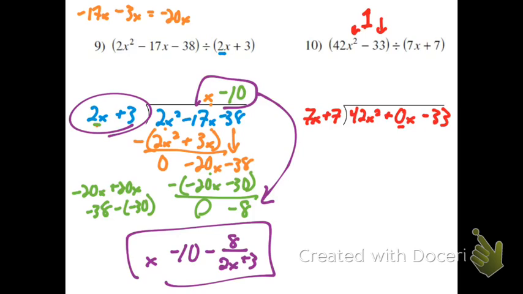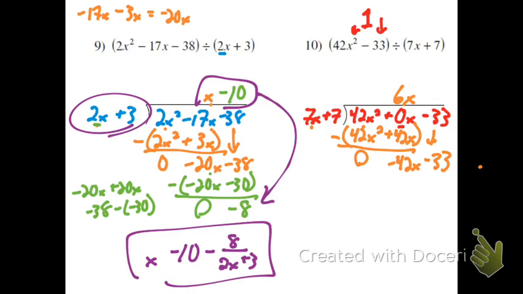So now that I have it set up correctly, what do you multiply by 7x to get 42x squared? That would be 6x. So 6x times 7x, which is what we want, is 42x squared. And then 6x times 7 is plus 42x. So we subtract this. When we do that, we end up with negative 42x. That gives me 0 there, but 0 minus 42x is negative 42x. And then I drop down my negative 33.